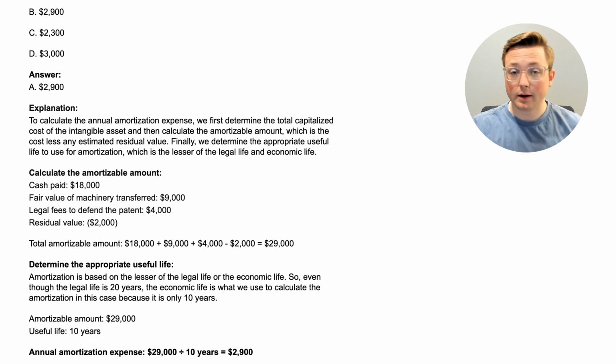But overall, we figured out the amortizable amount, and we figured out what the useful life actually is out of the legal life or the economic life, and we were able to use that to figure out the amortization expense. All right, with that, let's go to the next question.